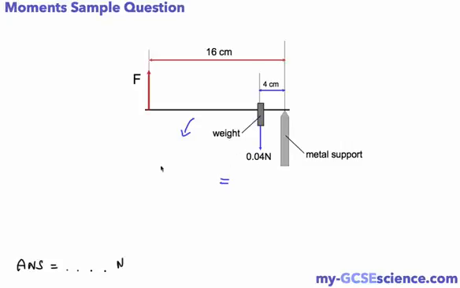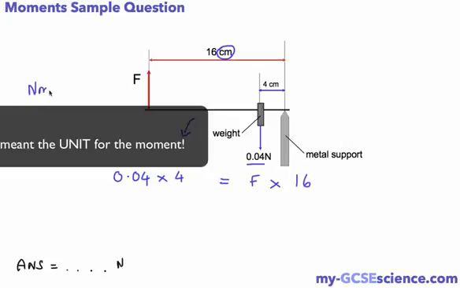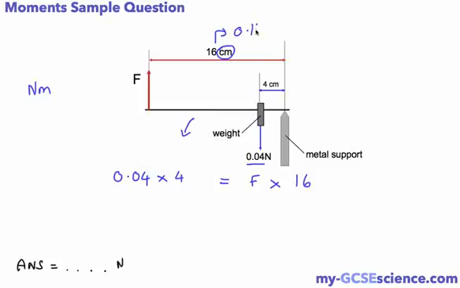So that's quite simply a case of our force, which is 0.04 newtons, times our distance of 4 centimeters, and on the other side, on the clockwise side, we have a force which we don't know, times a distance of 16 centimeters. Now the first thing you might be thinking is, hold on a minute, these units are in centimeters, and we know the unit for the moment is the newton meter. So your first instinct might be to convert this into 0.16 meters, and this into 0.04 meters, and then do your calculation. You are more than welcome to do that.